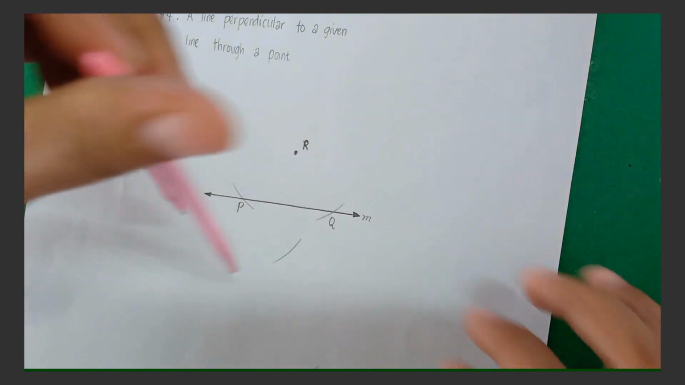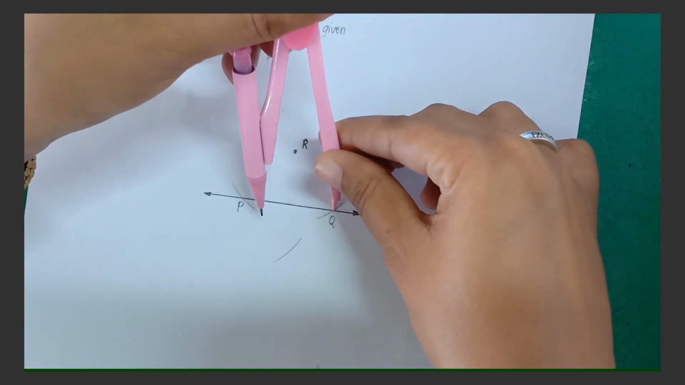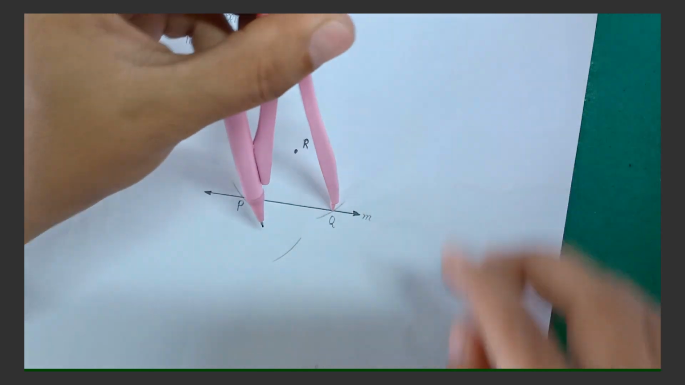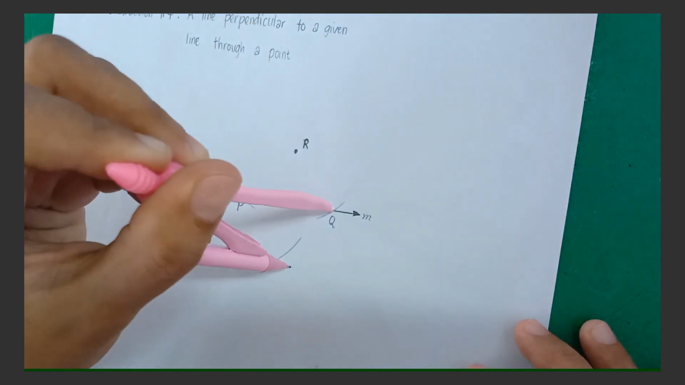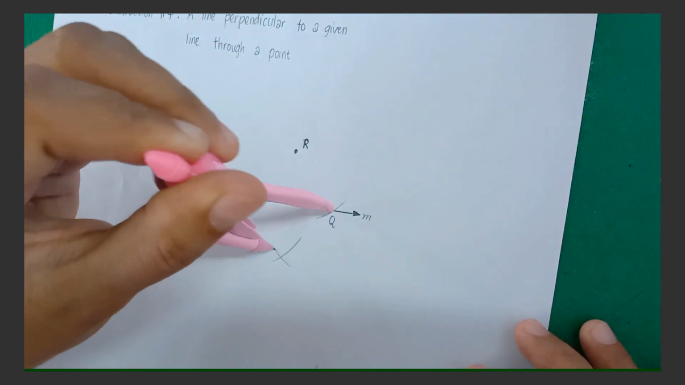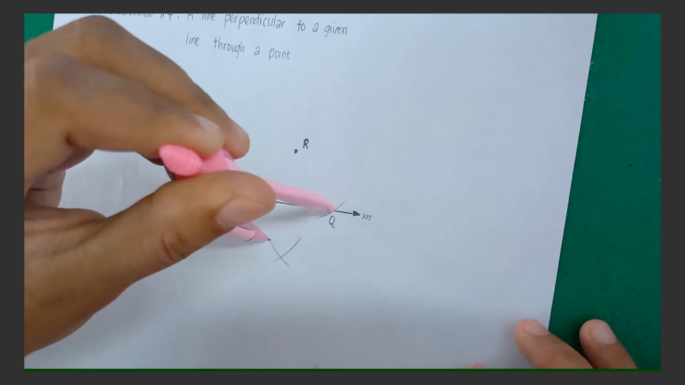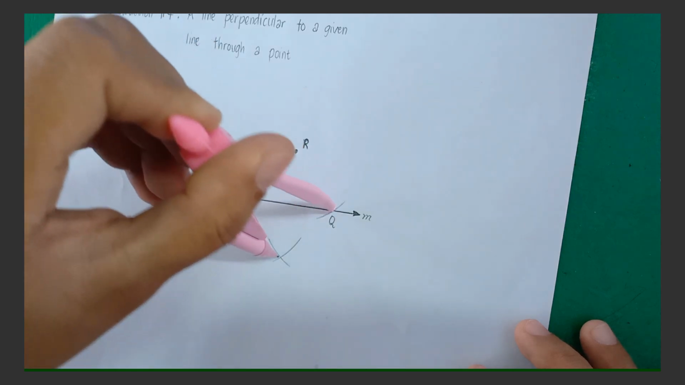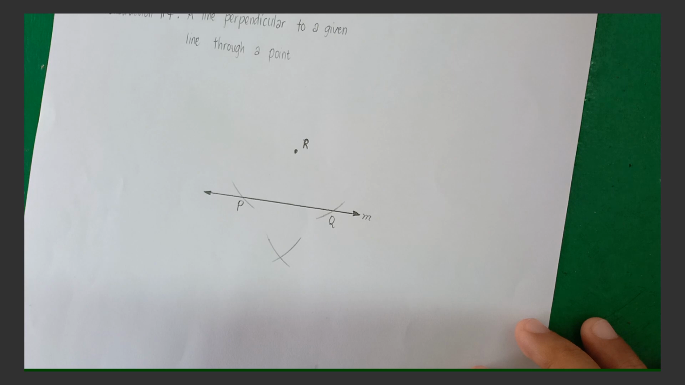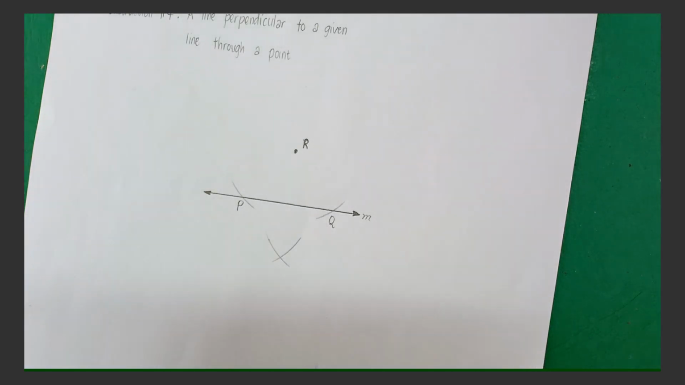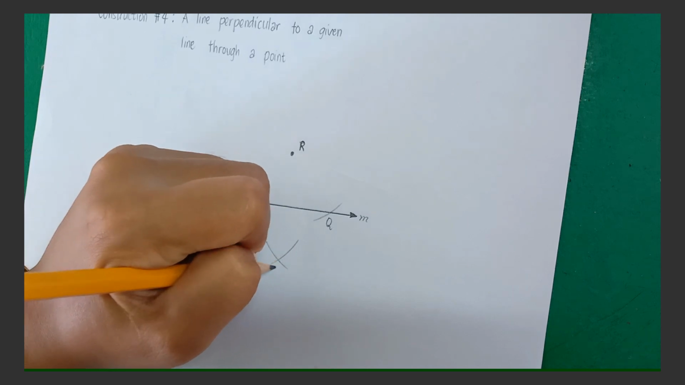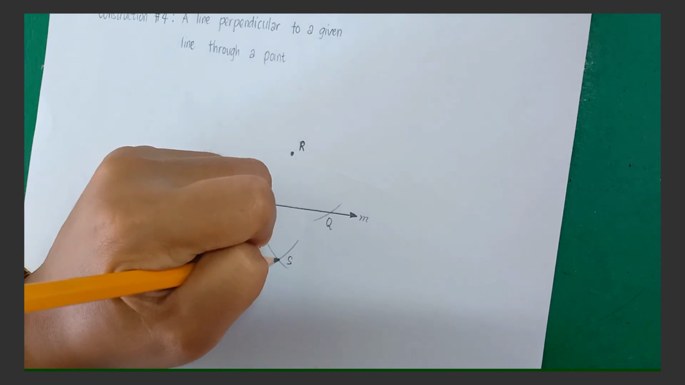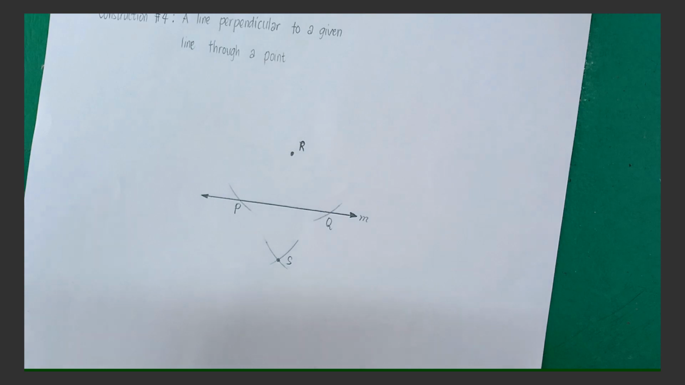Again, do not adjust the opening of your compass. So from point Q, draw another arc. Make sure the two arcs intersect or cross. Next, place a straight edge between R and the point where the arcs intersect at S. So this is S, the intersection of the two arcs.